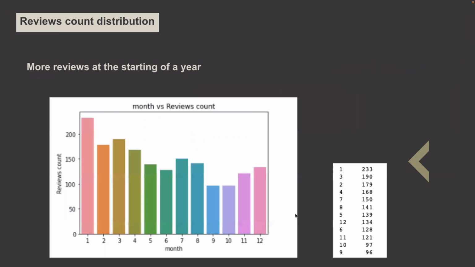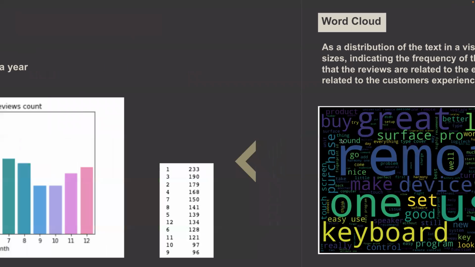Also look at the review count distribution within a year. It's quite interesting that the top three months with the most review counts are at the start of the year. My guess is because Thanksgiving and Christmas are end-of-year holidays. We bought a lot of gifts for others, so we start writing reviews in January. So that's why January got the most reviews.